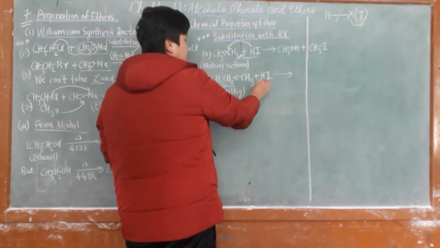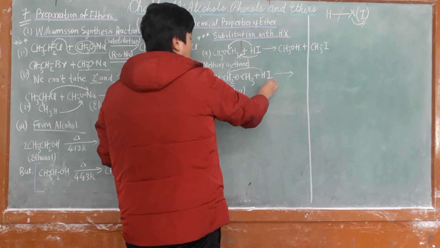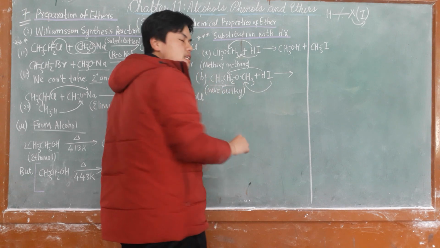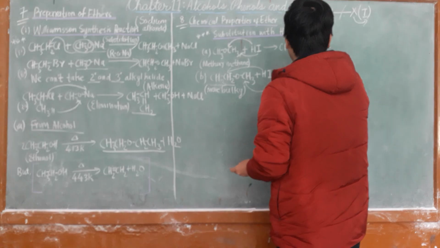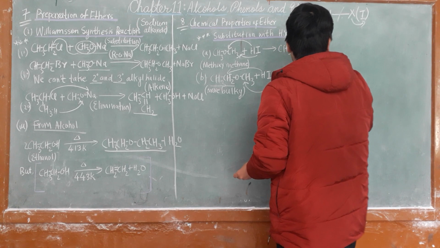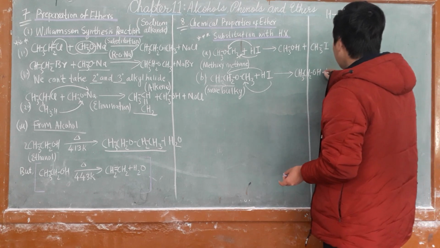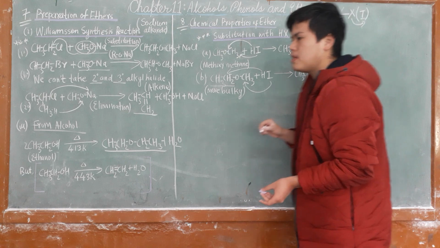So what happens is that iodine goes to the less bulky side, and the bulky group is retained. So balance is maintained. The question is which side the iodine goes to. So CH3CH2OH, that is ethanol, you get with iodomethane, or you can say methyl iodide.